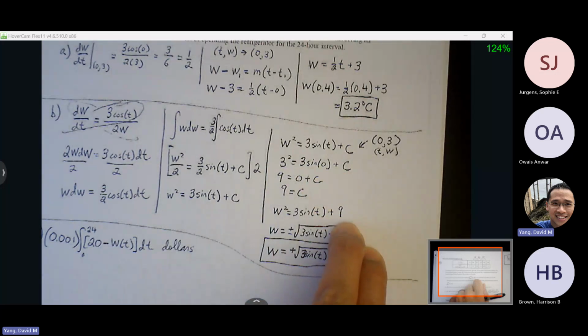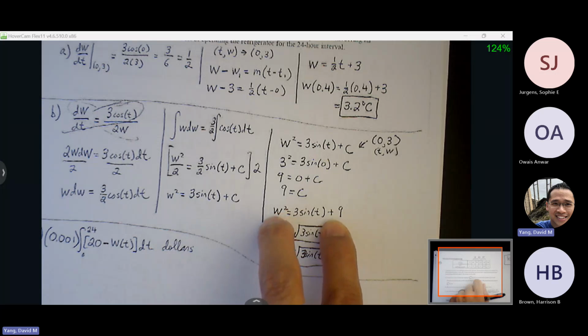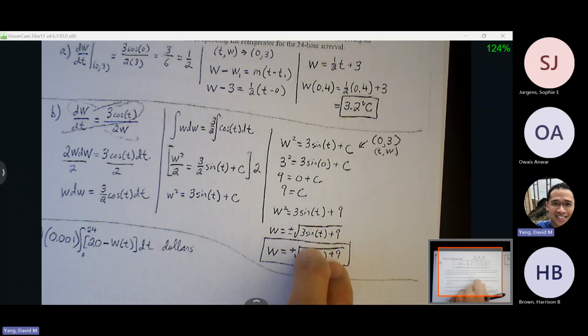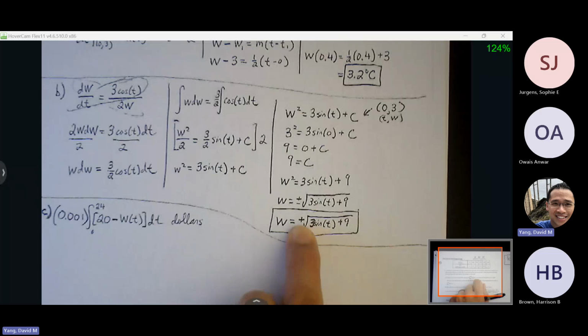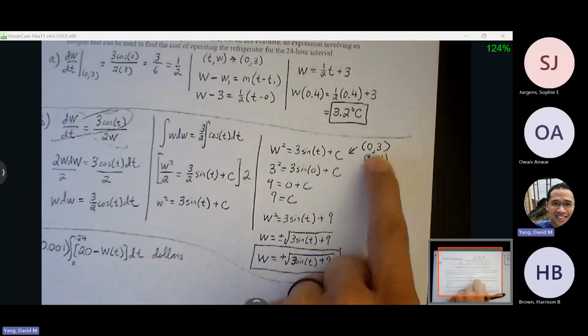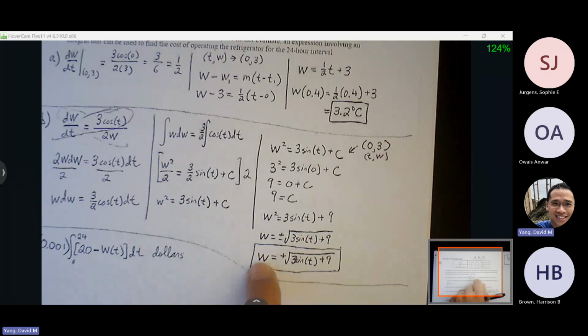Once I have my c value updated, I'm going back to solve for w. Solve for w, w is plus or minus square root. Now, these are 2 different solutions, plus or minus, but we choose the one that matches the sign of the y value. Because the w value is 3, we're going to choose the positive square root. If the ordered pair were negative, then I would choose the negative square root.